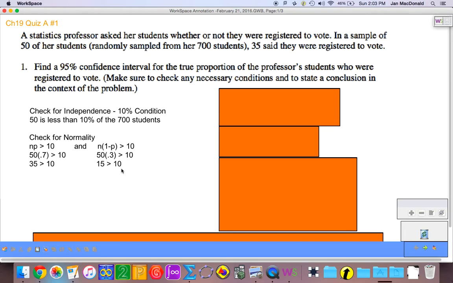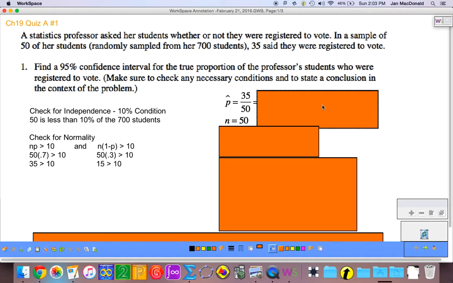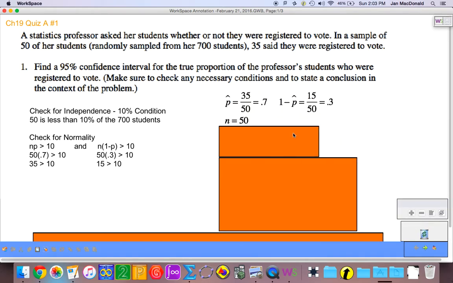So since all of our conditions for inference have been met, we can now create the confidence interval for this problem. So again, let's check our information here. We know that this is a p hat because it's a sample. So our p hat is 35 divided by 50, which is 0.7. And then 1 minus p hat would be 15 divided by 50, which is 0.3. And our sample is 50 students out of her total of 700 students.